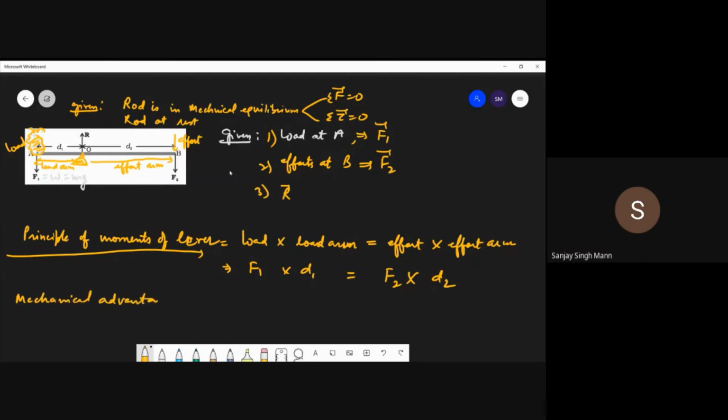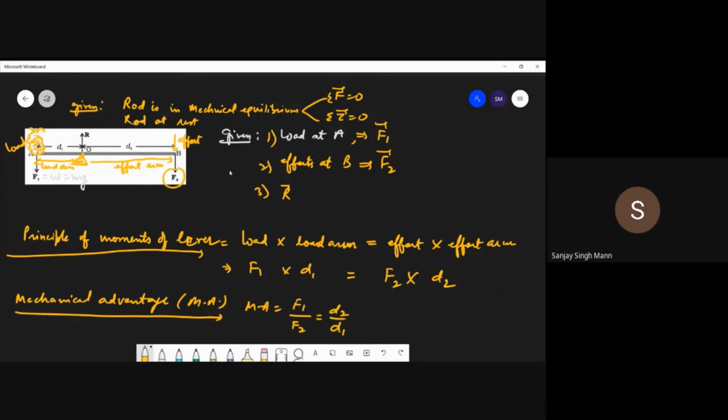So mechanical advantage, we write it as MA also. So what is this? MA is equal to, what do you want, students? You want to find the ratio, which means I want F2 to be as small as possible. So it's the ratio F1 divided by F2 is equal to D2 divided by D1.